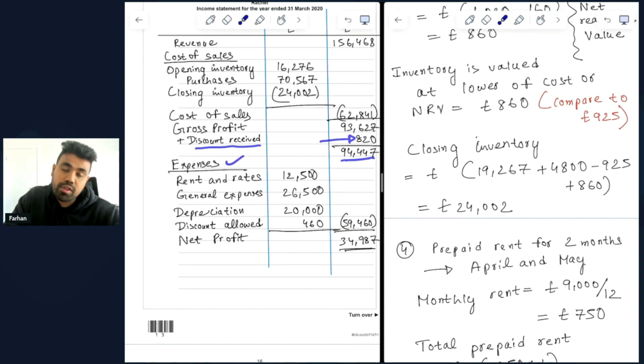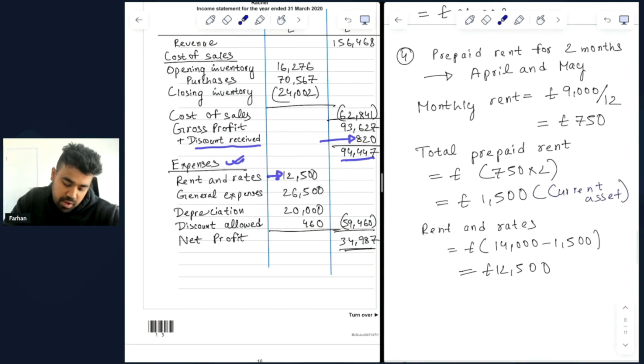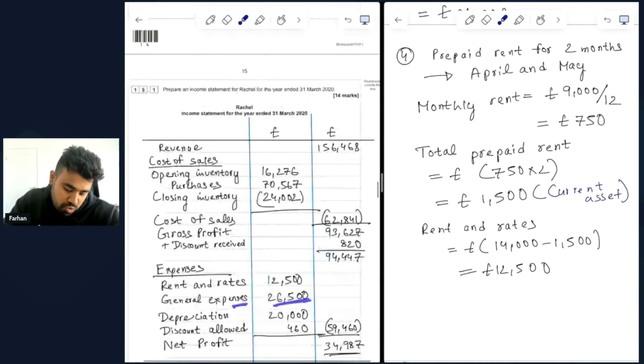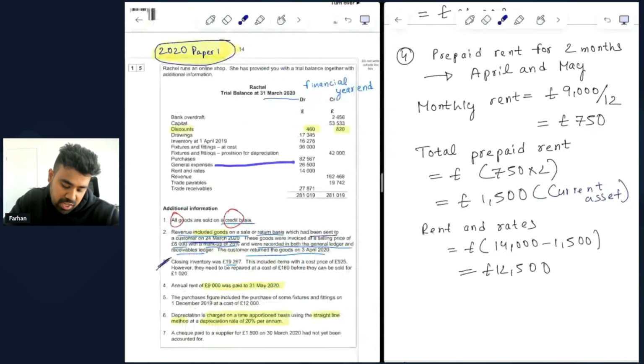Then we take care of all the expenses that we have, starting with rent and rates. Rent and rates, the final expense is £12,500 because we had to remove £1,500, which refers to prepaid rent for the months of April and May in the next financial year. And you would be including that as part of the current assets section in the balance sheet or the statement of financial position. Then we have general expenses of £26,500. I've taken it straight from the trial balance because this didn't need any adjustments.